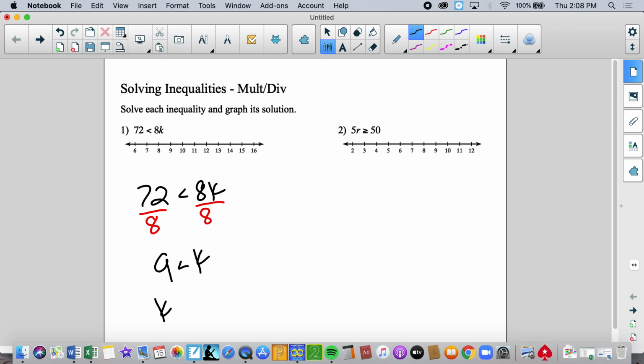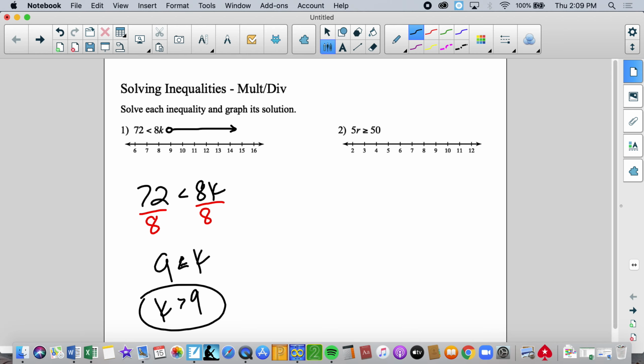Remember, we always want to rewrite our inequality with the variable coming first. The inequality is eating the k, so make sure that it's eating the k when you reverse it. It is a greater than sign, so I will have an open circle, and it's greater than 9. So I will have an open circle going to the right.